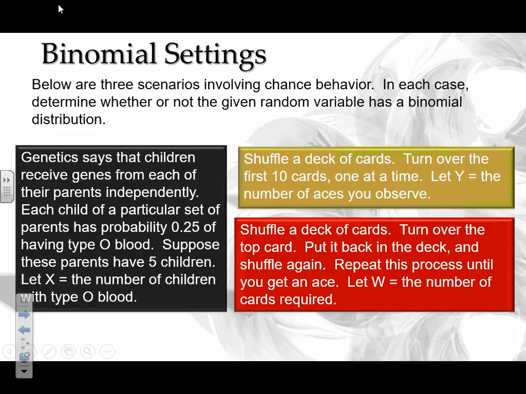Do I have a fixed number of trials? No. In this case, they say draw until what? Until you get an ace. So in this case, we have no idea how many times we'd have to do that, which means we don't have a fixed number of trials, so this is not a binomial setting. So 3 of our 4 conditions were met. Where we failed is the fact that we don't have a fixed number of trials. We're saying do it until something happens.